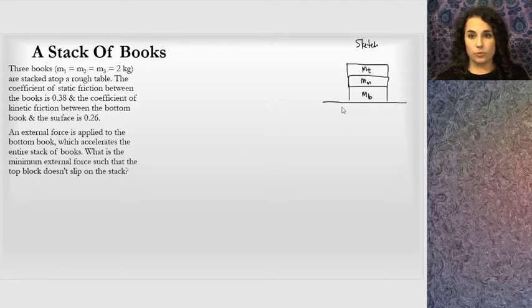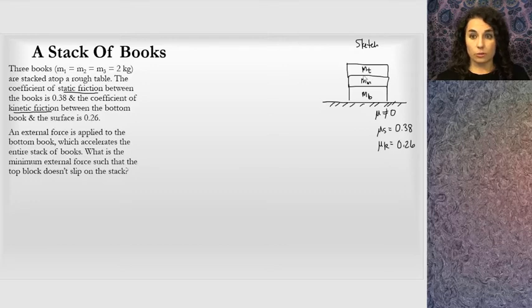It says that there's a rough table, so I'm going to note, and I do this by shading the surface, that there is some sort of mu that's not equal to 0, and they give us the coefficient of static friction and the coefficient of kinetic friction. So I can write those down. Mu s equals 0.38, and mu k is smaller, as I expected, 0.26.